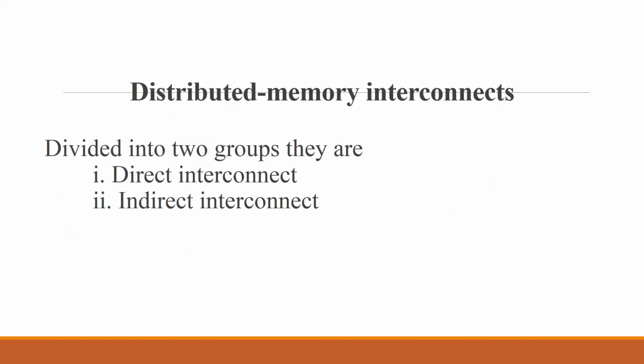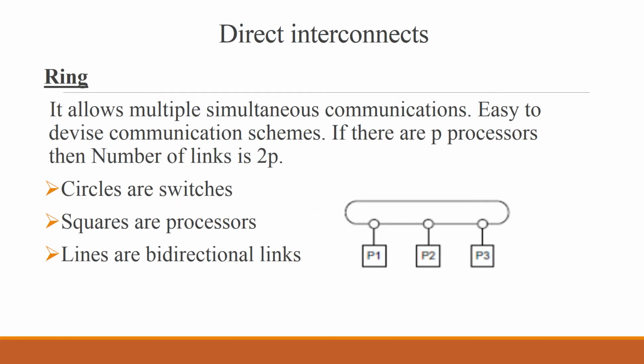Distributed memory interconnects. Here the distributed interconnects are classified into direct interconnects and indirect interconnects. Let us see one by one. Direct interconnects. First one is ring. Ring topology is a network topology in which device connections create a circular data path. Each networked device is connected to exactly 2 others and forms a circle. If there are p processors, then the number of links is 2p. In this figure, circles are switches, squares are processors, lines are bidirectional links.